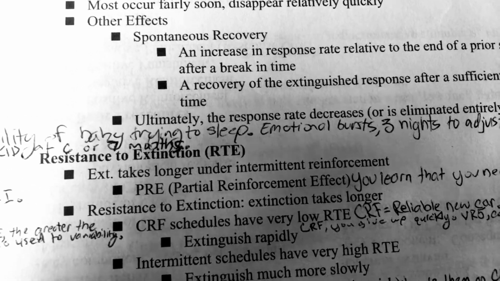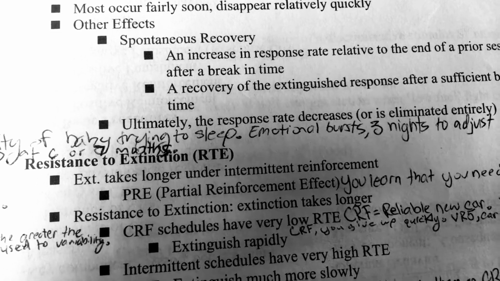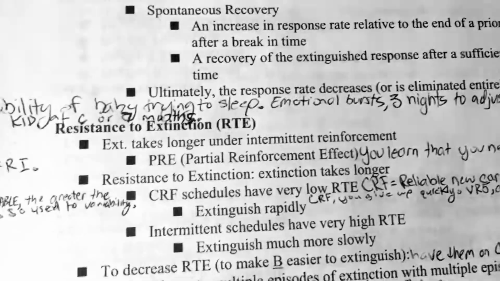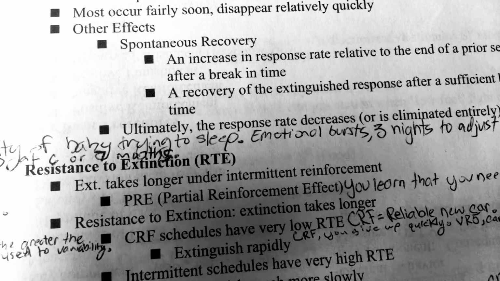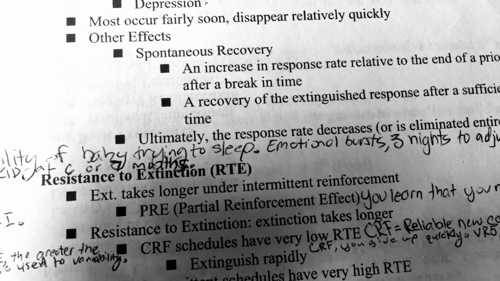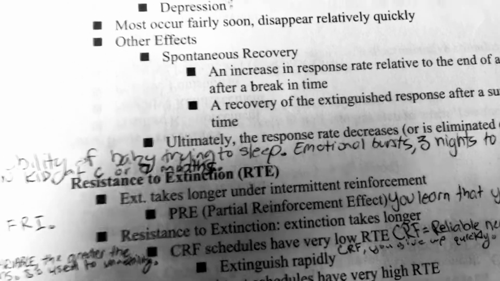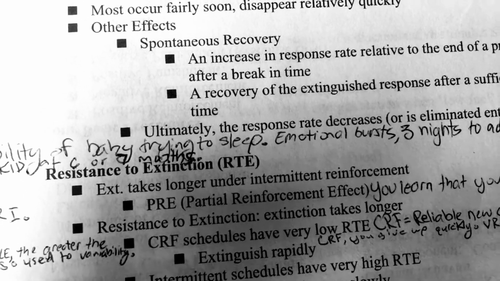It will take longer under intermittent reinforcement. You learn that you need to persist, so you have a partial reinforcement effect. The resistance to extinction takes longer. However, a CRF schedule, which is a continuous reinforcement schedule, has a very low RTE.